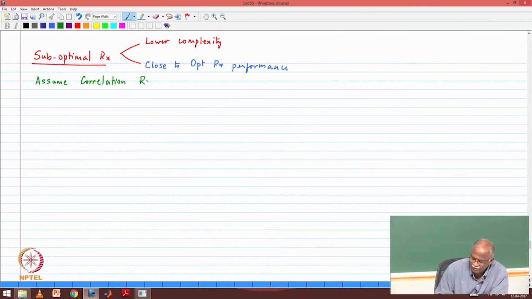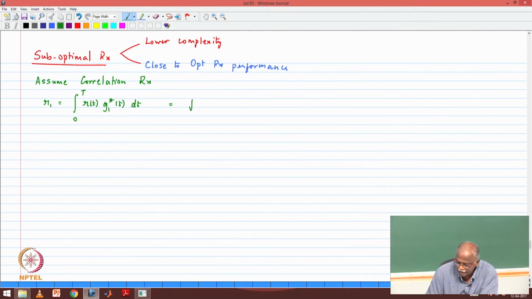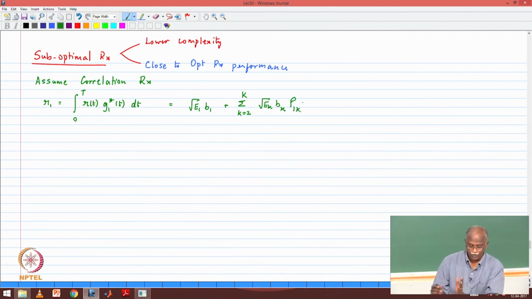Correlation-based receiver basically says I will get R1 through Rk. R1 is obtained by the integral from 0 to T of r of t g1 star of t dt, and like this you will do it for all the different waveforms. This will give me root E1 B1 plus summation k equal to 2 to uppercase K root Ek B subscript k rho 1k, that is the cross-correlation term, plus eta 1, the expression for the noise that has been filtered through the matched filter for user 1. Now I have this for all the k's.